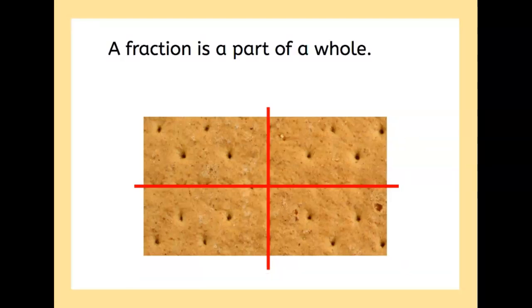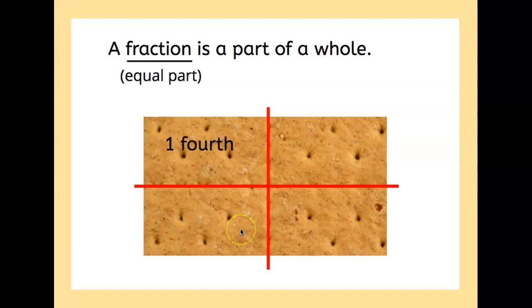Do you remember what you call a part of the whole? We call them fractions. And fraction is another word for equal part. So fractions name the parts, these equal parts that make up 1 whole. And counting these equal parts that make up 1 whole helps you determine the name for each of these parts. Since this cracker is made up of 4 equal parts, each part is called 1/4.